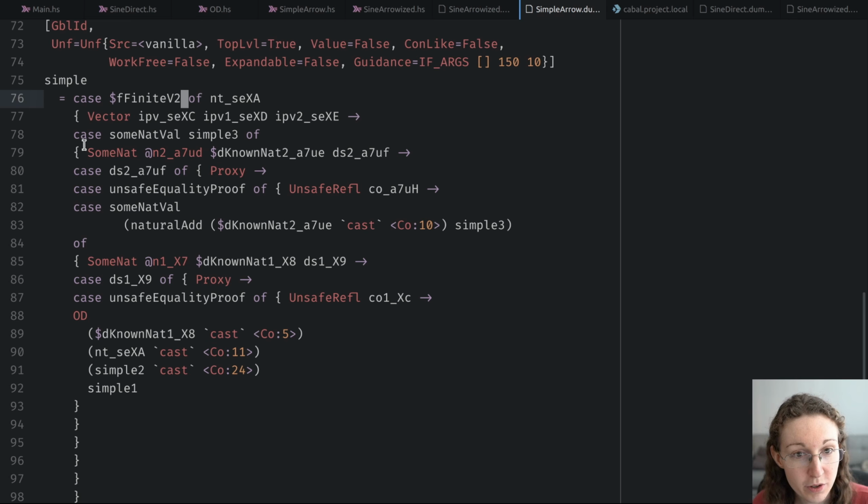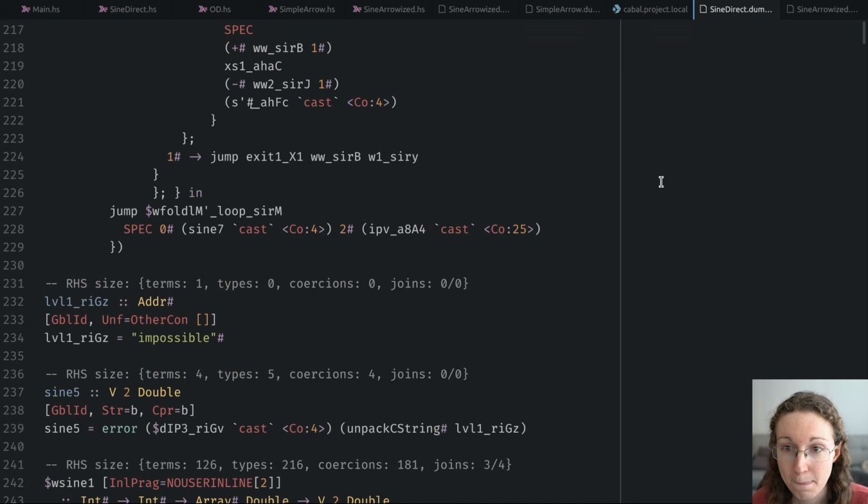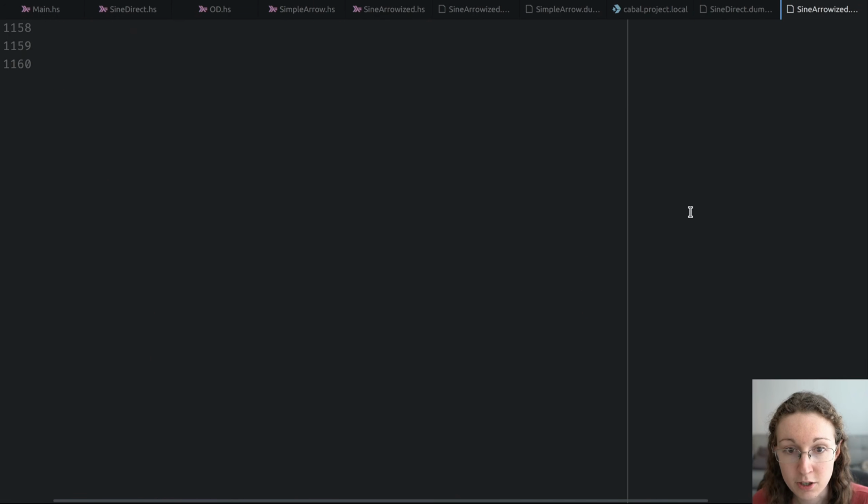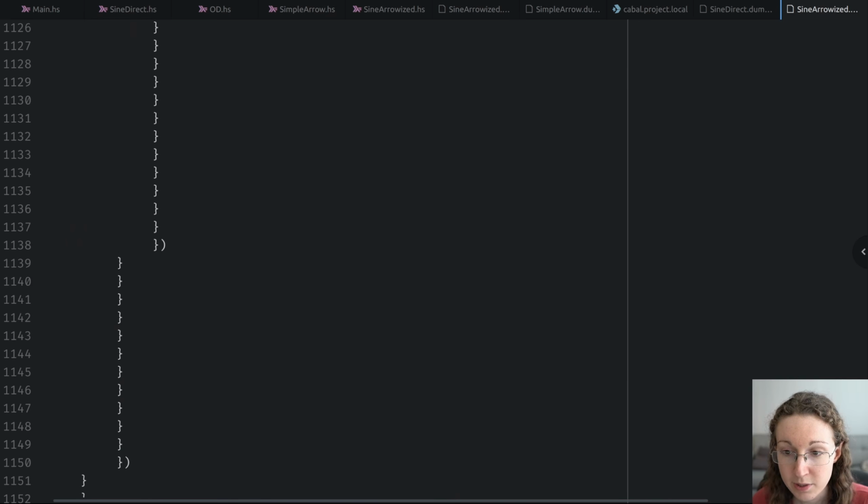And there's a little bit of code here for matching on these natural number witnesses. But for the most part, this is really nice. This is much, much, much better than we were doing before. So let's take a look now as well at the other, the assign arrowized program. And we can see that we're doing a lot better.